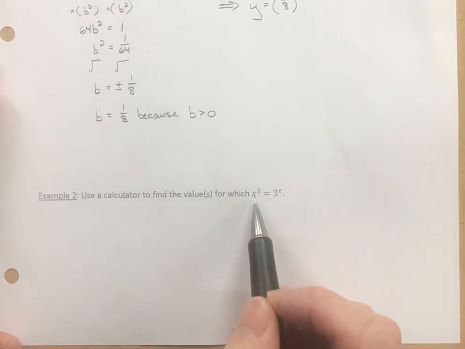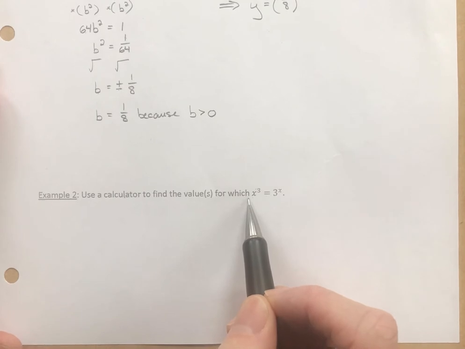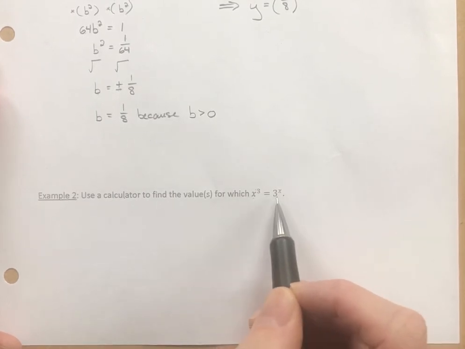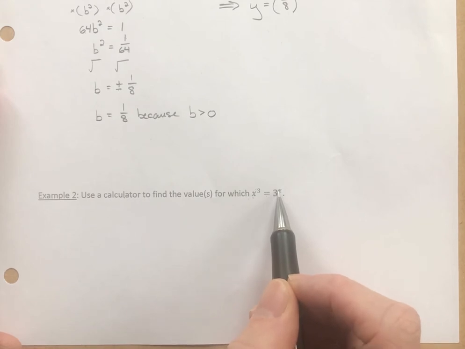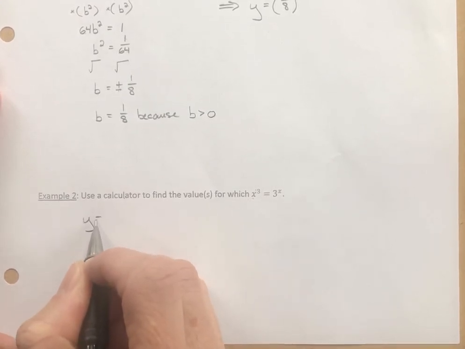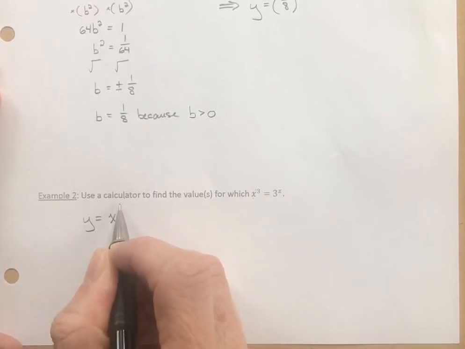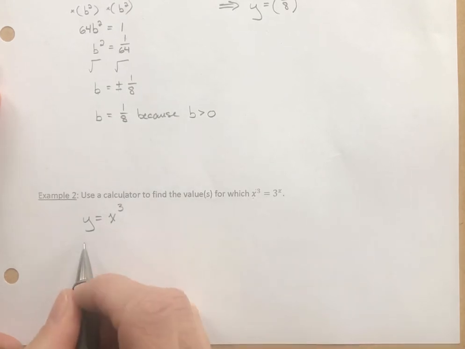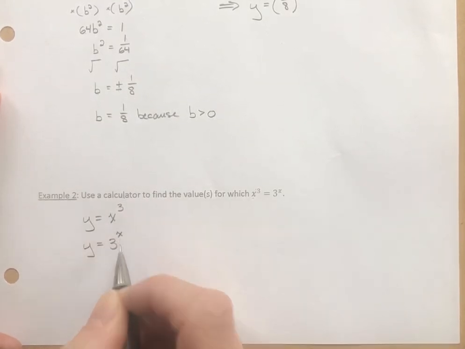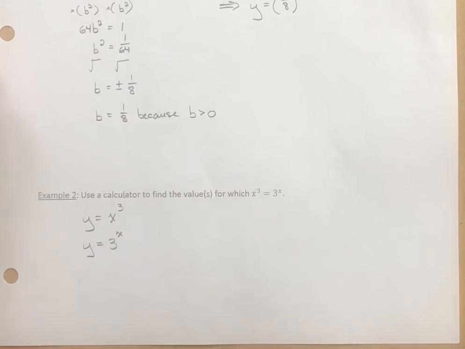As a reminder, x cubed is a power function because the variable is in the base. 3 to the x is an exponential function because the variable is in the exponent. So we'll simply put in the left side, and we'll graph it, and we'll graph the right side, and then we will see where these two graphs intersect, because that will be the answer.